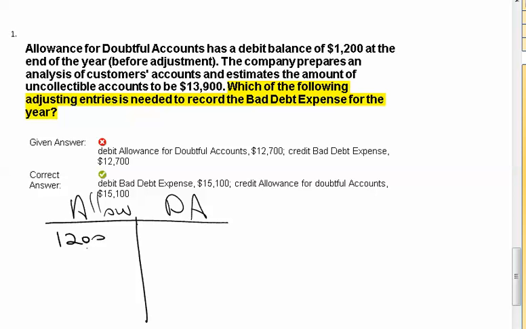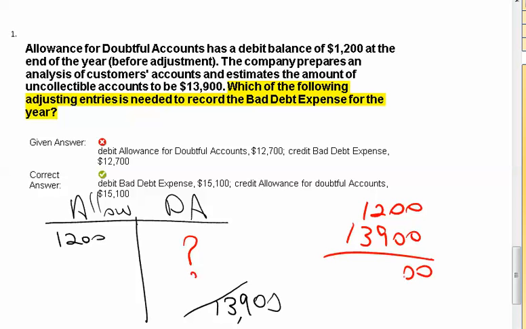We want it to have, based on our analysis, an ending balance of $13,900, and that would be a credit balance. So we need to figure out how much we need to credit the account for. Well, we need to credit enough to create a $13,900 credit balance. It has a debit balance of $1,200, so we have to offset that also. So the total credit is going to be $1,200 plus $13,900, so the dollar amount is going to be $15,100.